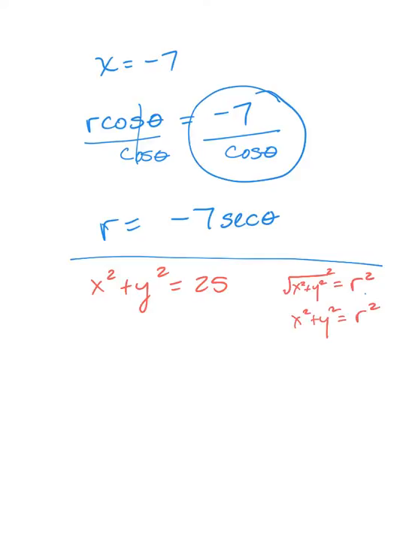So if the square root of x squared plus y squared equals r, I can square both sides, and x squared plus y squared equals r squared. So I can make this r squared equals 25, but a polar equation typically is just r. So we square root both sides here, and r equals plus or minus 5.